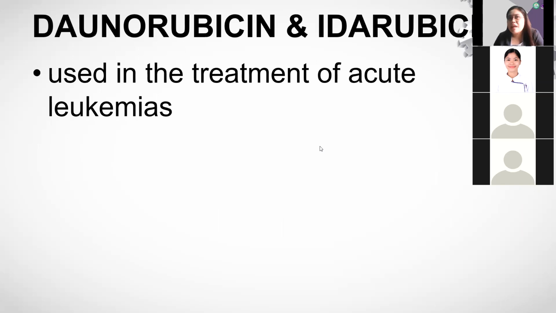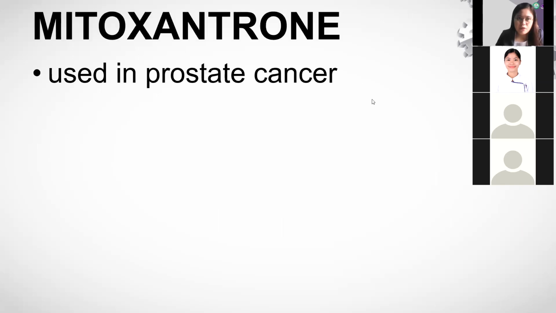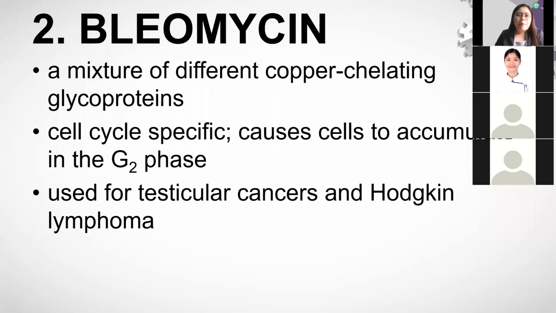These two, although they are similar, still rubicins, still anthracyclines, but most of the time we use these two drugs for acute leukemias. And take note, mitoxantrone is used for prostate cancer. It's an antibiotic. It's still under the anthracyclines, but its use is different. Most of the time, it is used for prostate cancer.